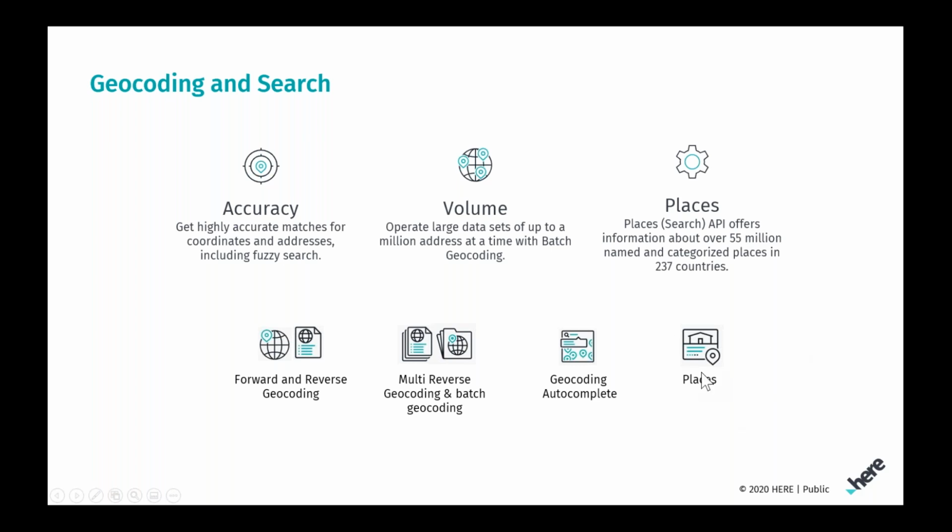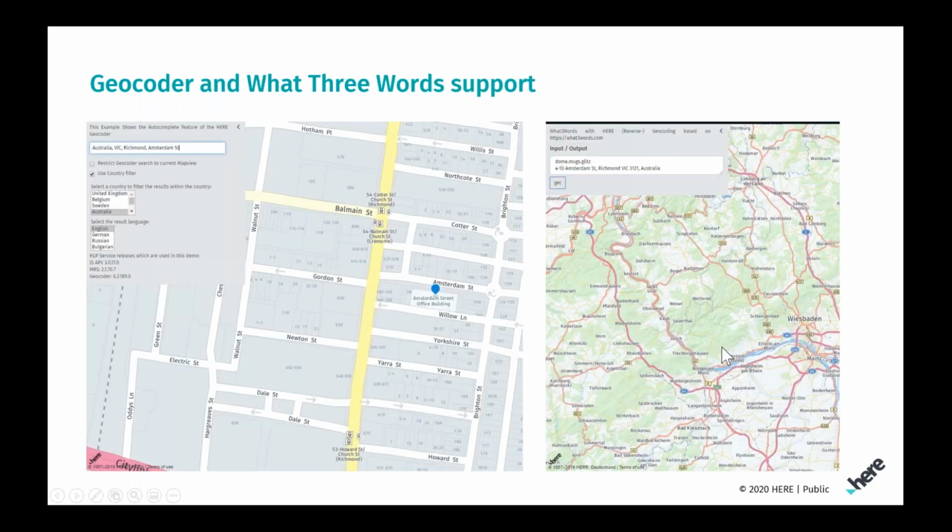And we have places like points of interest. Let's say you want to go to a Starbucks or Brunetti or the State Library. You can search for it and it will give you the location as well. So I'm just going to show you some screenshots of Geocoder here. This is an example we developed in Australia. This is our office in Richmond.